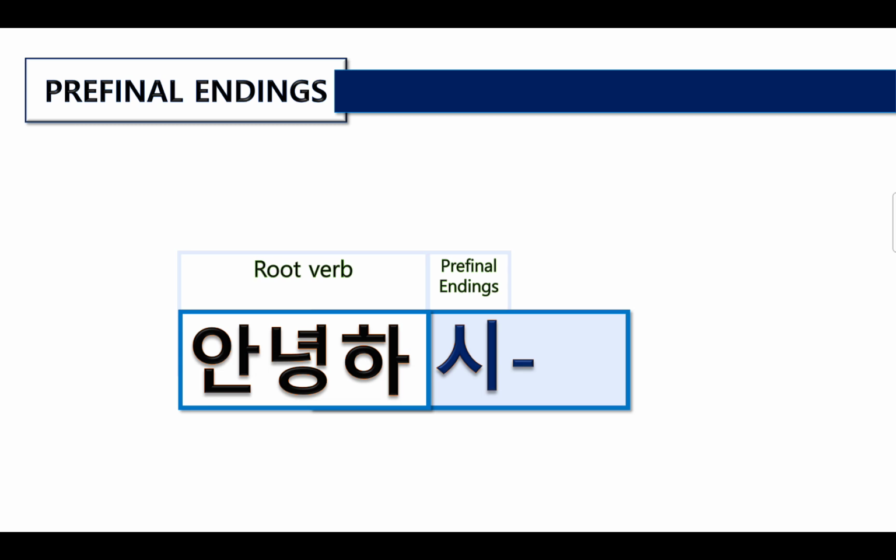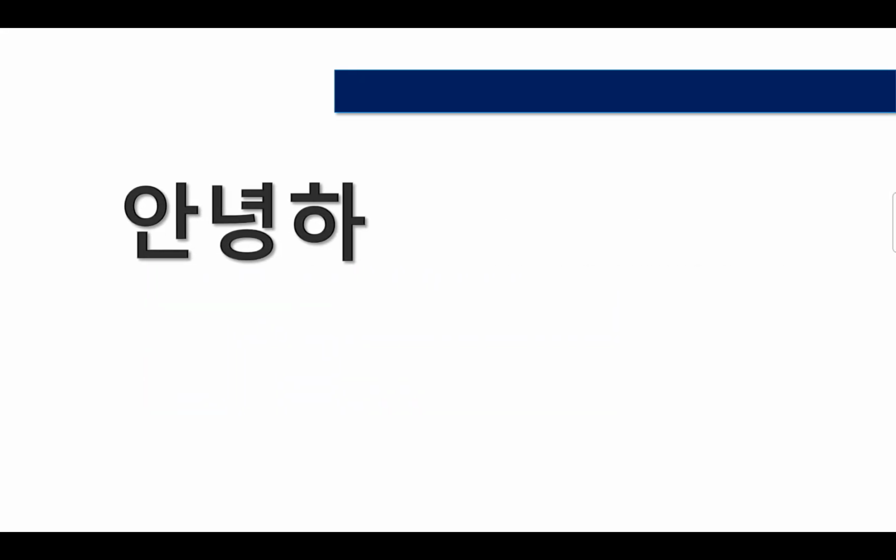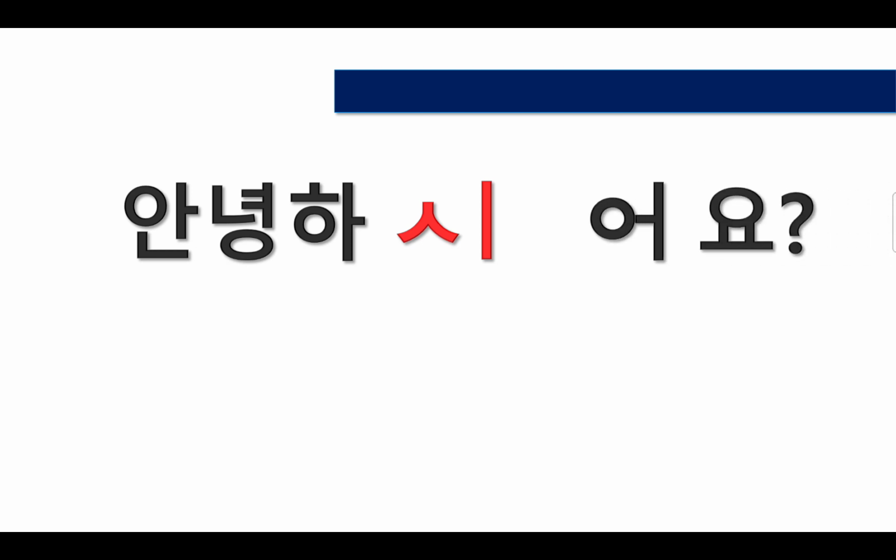Okay, so 안녕하 is the root verb, and behind 시 we need final endings. 시 is a dark vowel, so we are going to put 어요. So 시, as you see, is a pre-final ending. 안녕하 is a root verb, and the final ending is 어요. 안녕하시어요. So now it really changes to 안녕하 plus 시 plus 어요.